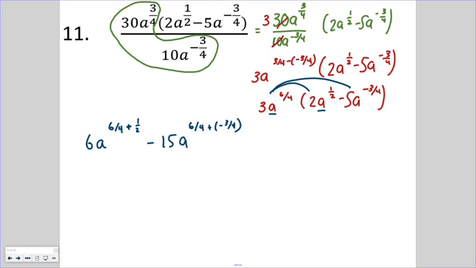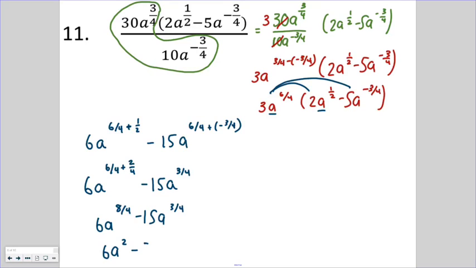All right, now we've got to simplify everything here. This is going to become 6a to the 6/4 plus, I can make this 2/4, and then 15a to the 6/4 plus negative 3/4, which is just 3/4. So final answer, 6a to the 8/4 minus 15a to the 3/4. There's one more step. We've got to simplify that to a squared. All right, so option 1, final answer there.